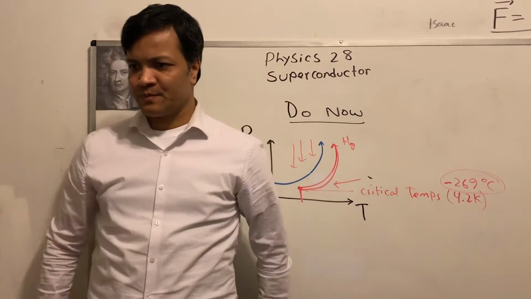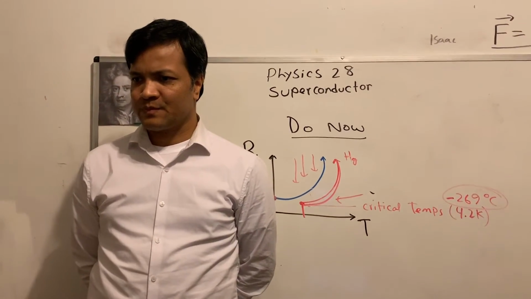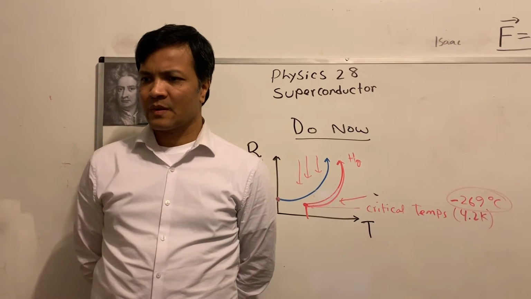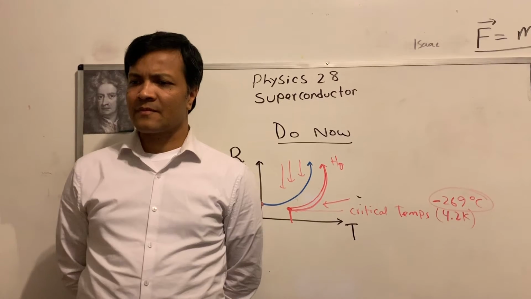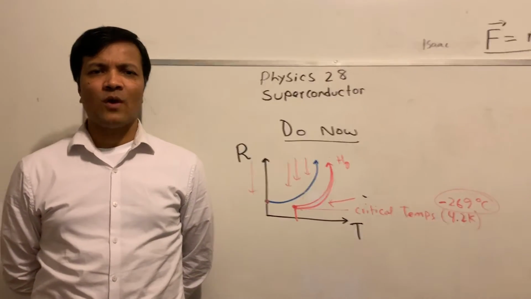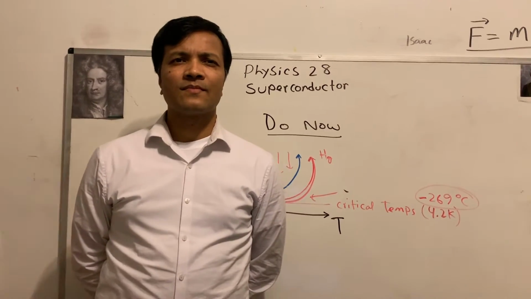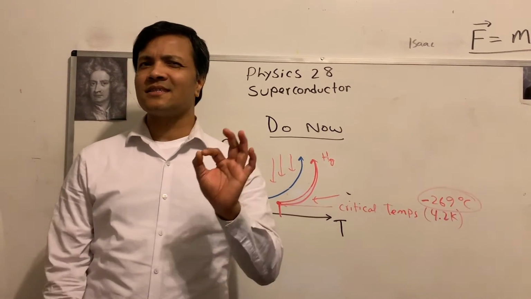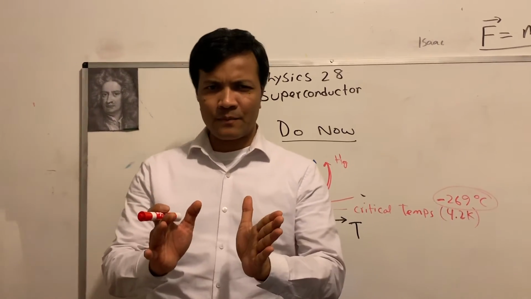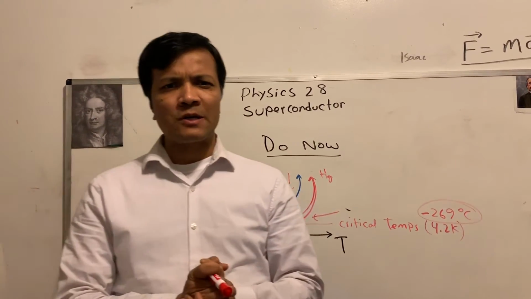Discovered by who? Is it some guy like H.K. Onnes? H.K. Onnes discovered the superconductor in 1911, and he won the Nobel Prize for that, right? Now, what good is a superconductor?